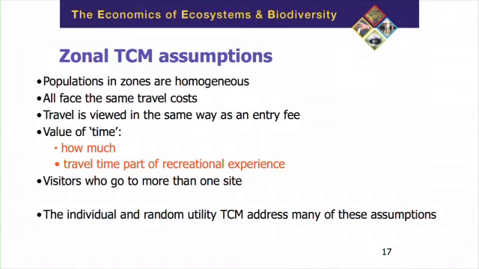Within that, there's a whole bunch of assumptions. We're assuming that the populations in each zone are homogeneous, so everybody in each zone has the same travel costs, the same income, and the same socioeconomic backgrounds. We're also assuming that people across the zones are similar in terms of their socioeconomic status. And clearly that's not quite the case. People face the same travel costs, and again, that might not be the case.